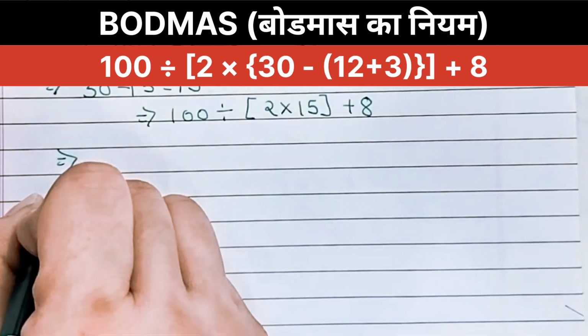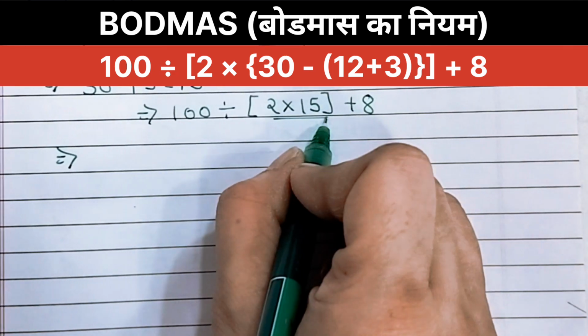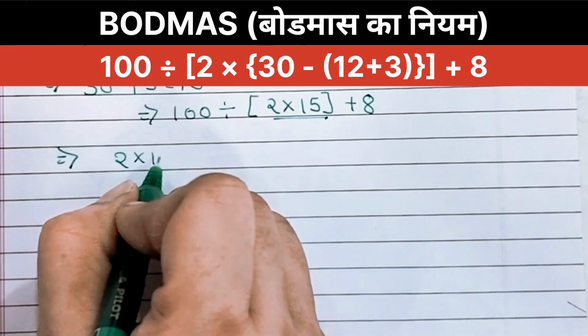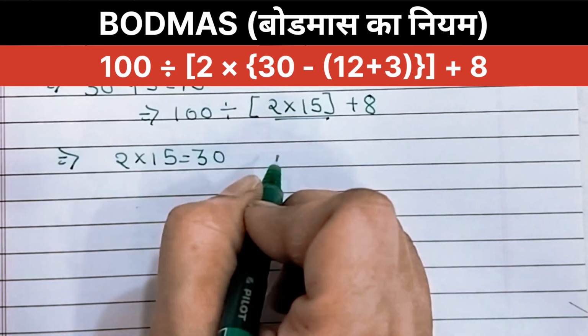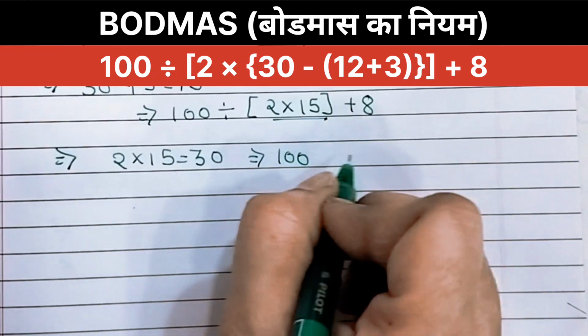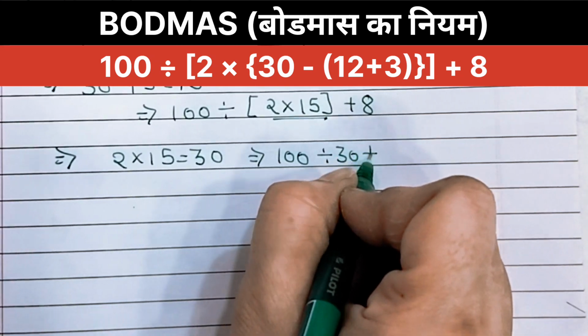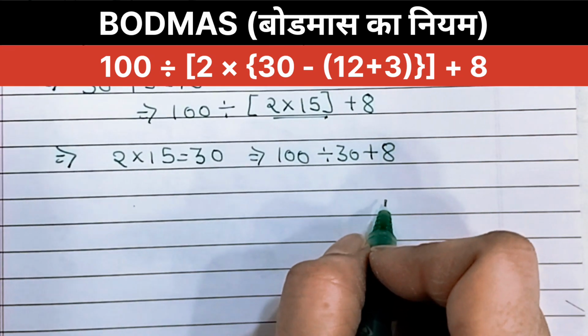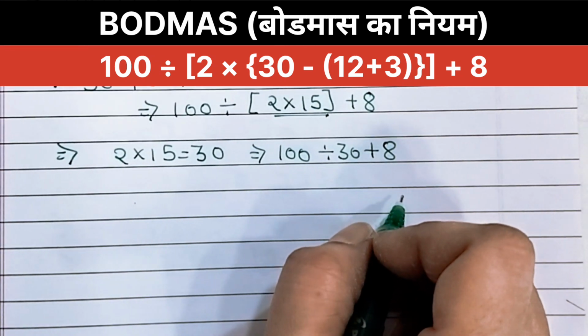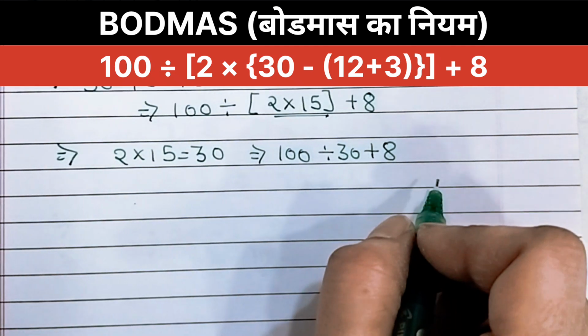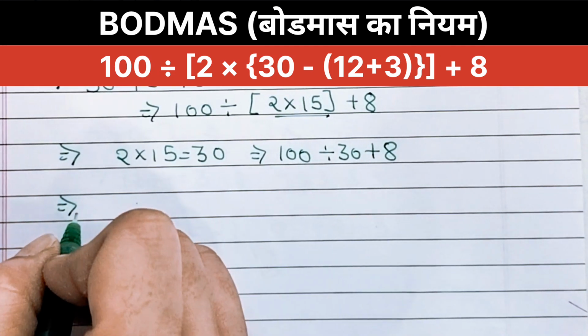Now move to step 3, solve the inside square brackets. Now solve 2 multiplied by 15 equals 30, and now the current expression becomes 100 divided by 30 plus 8. So now according to this step 3, we complete the B, bracket, part of BODMAS, leaving us with a simple linear expression.